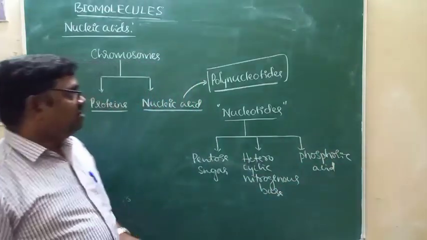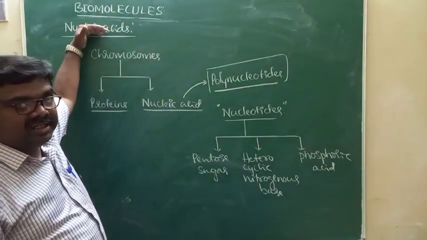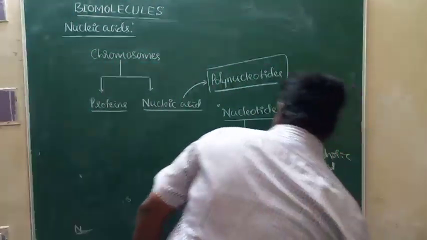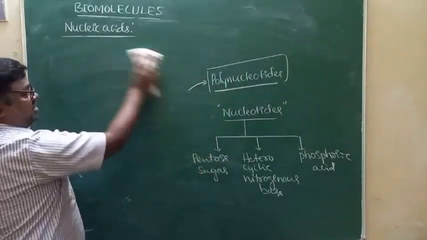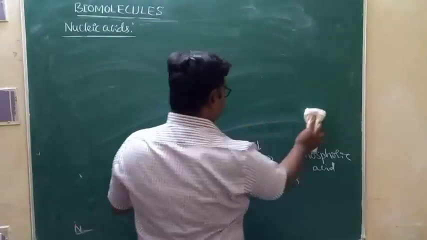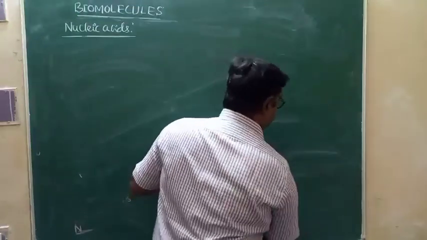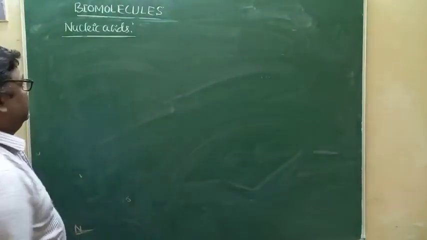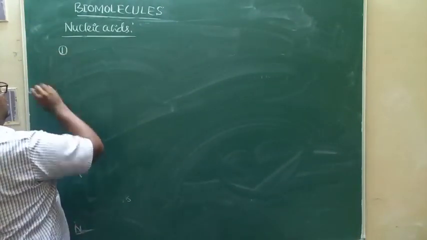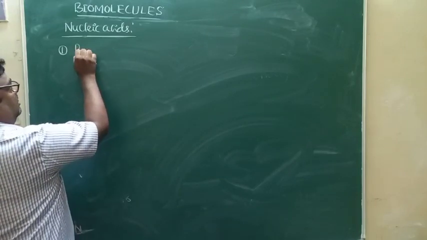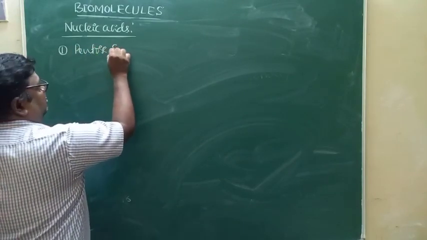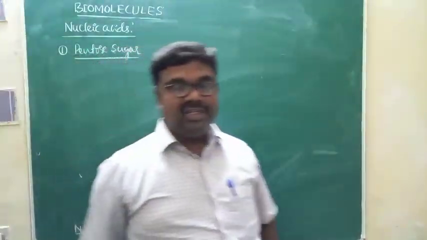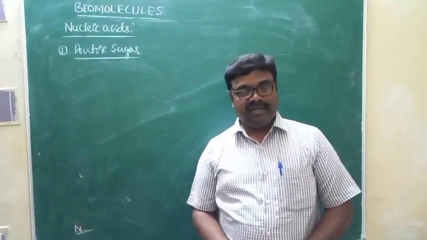Now, at this moment, we are going to start the discussion of nucleic acids with the composition of nucleic acids. Now, let us see the composition of nucleic acids. As I said, nucleic acids are formed by repeated combination of nucleotides. Therefore, when nucleic acids undergo complete hydrolysis, this results in the formation of pentose sugar, heterocyclic nitrogenous base, and of course, phosphoric acid unit.